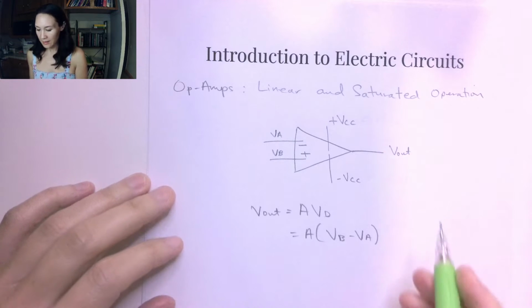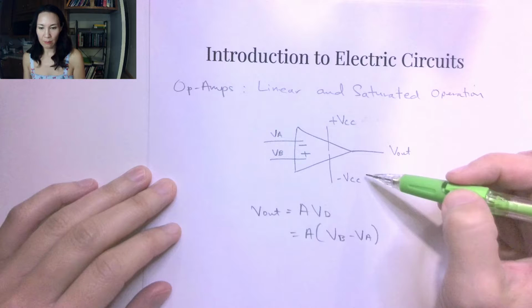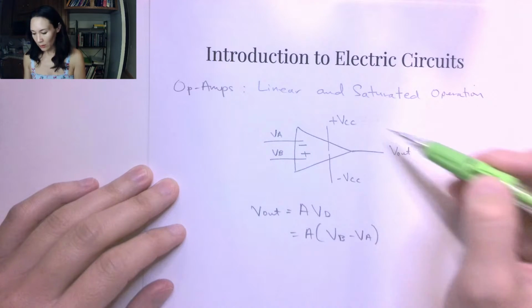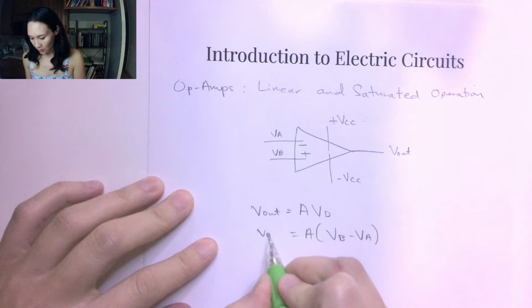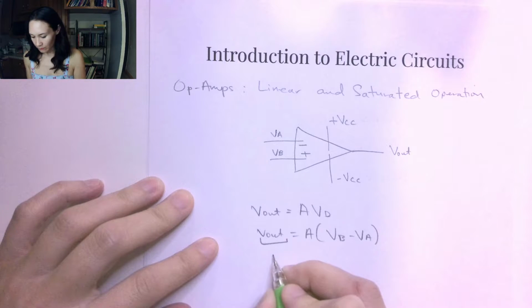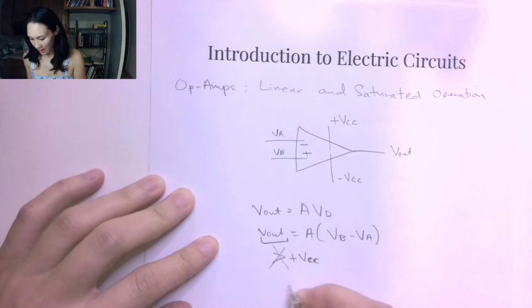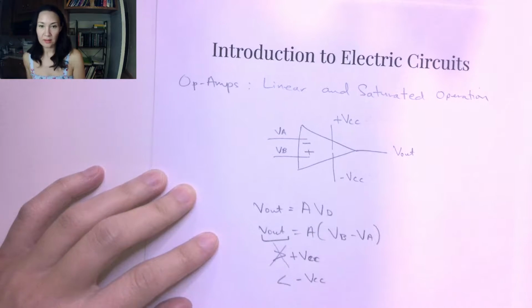Okay, so the thing about these power supply inputs is that this is actually going to bound our output, all right? So our V out, this part here, it can't be greater than whatever our positive VCC is. So we can't have that, and it can't be less than whatever our negative VCC is.